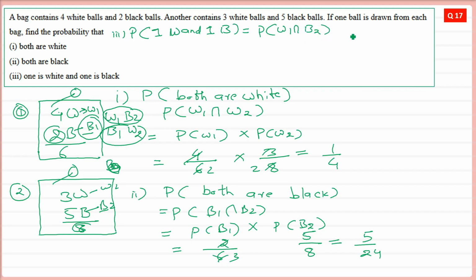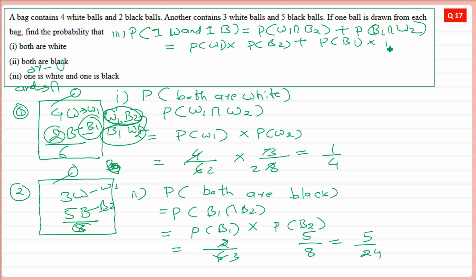But there is also one more probability, that the black can come from the first one and white can come from the second one, and "and" is always intersection, "or" is always the union. So W1 and B2, or B1 and W2. So probability of getting the black as the first ball and white as the second ball, B1 intersection W2, is going to be the second possibility. Now these are independent probabilities, so we can write P(W1) multiplied by P(B2) in the first case, plus probability of B1 multiplied by probability of W2.